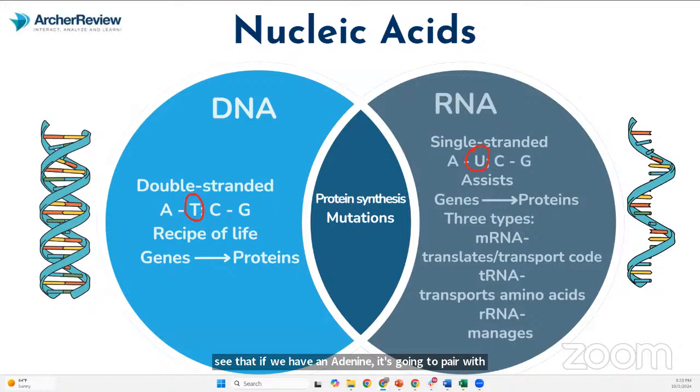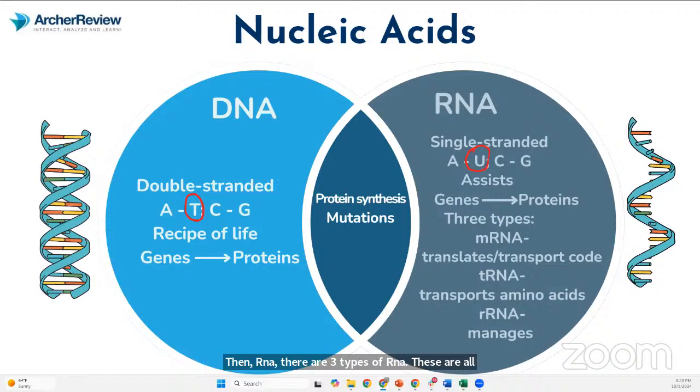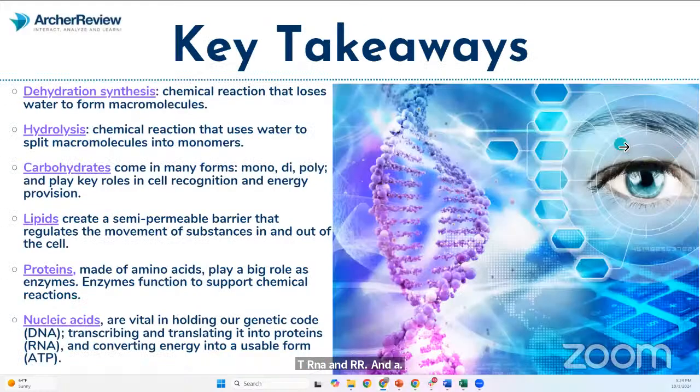Both of them are responsible for our genes to protein pathway. Genes determine proteins and proteins determine traits, and we will look at that more closely later. Then RNA, there are 3 types of RNA. These are all involved in protein synthesis, and we will look at that more closely later, but they are mRNA, tRNA, and rRNA.